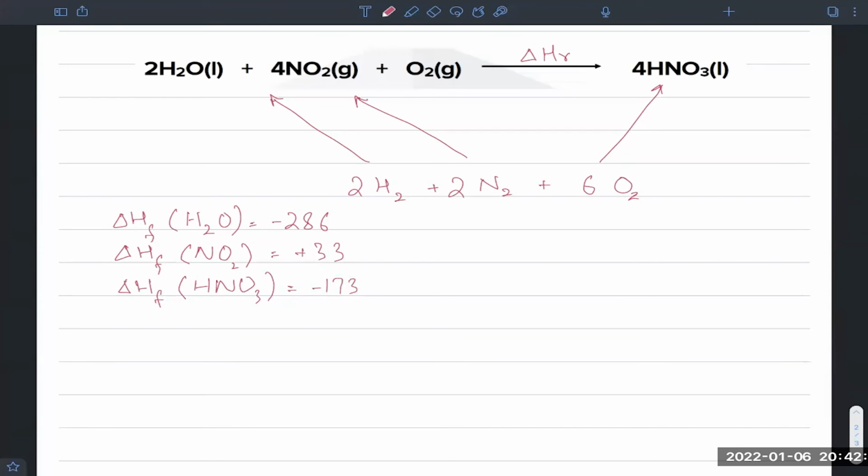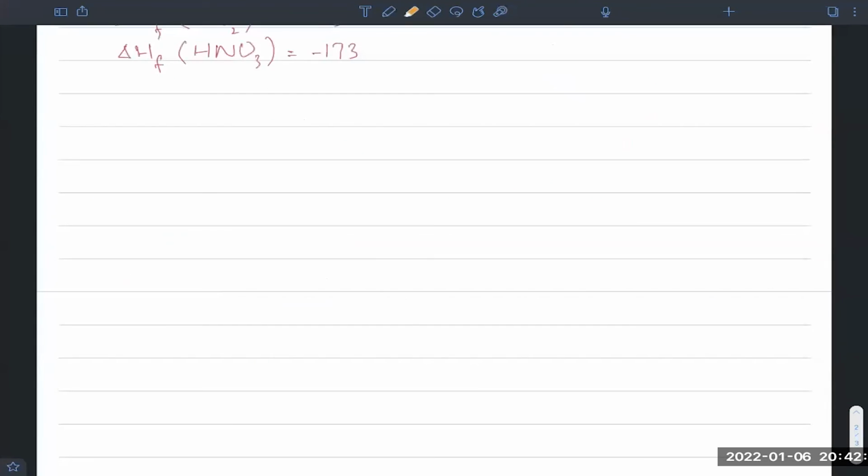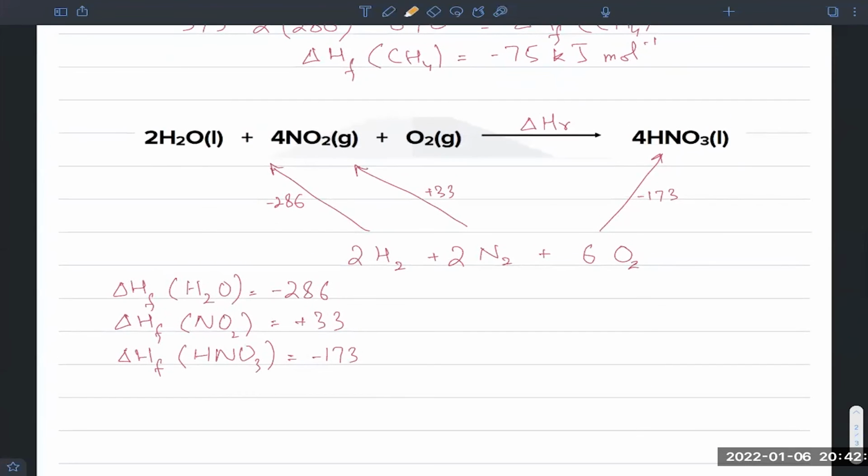All right, so I have all these values. This is minus 173, this is plus 33, and this is minus 286. So we are done with drawing the cycle. Let's start by picking the direct and indirect paths. I would like to pick, so Vamik, would you like to pick the starting and ending point? Vamik, are you there? Okay, Vamik is there.